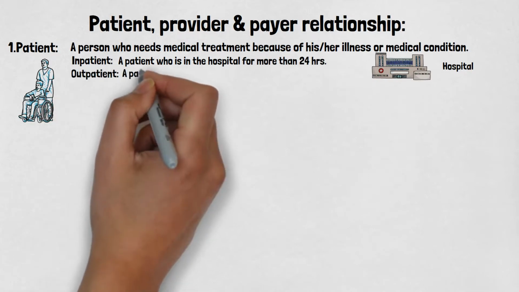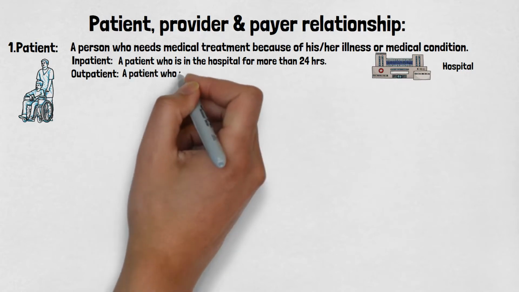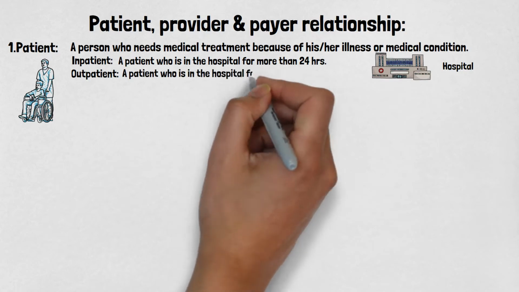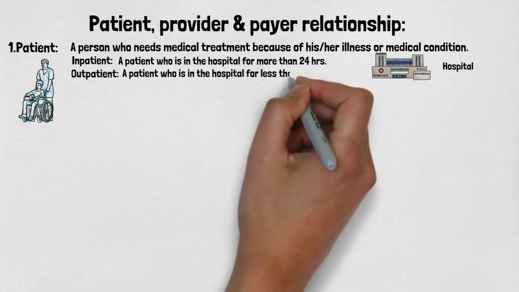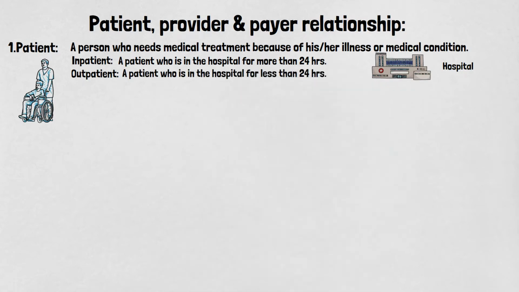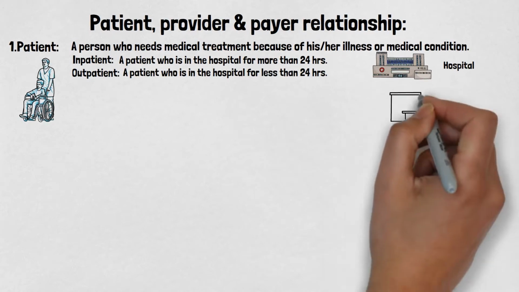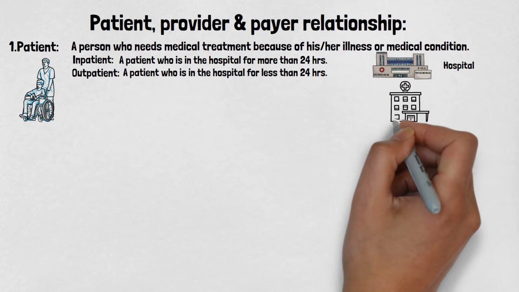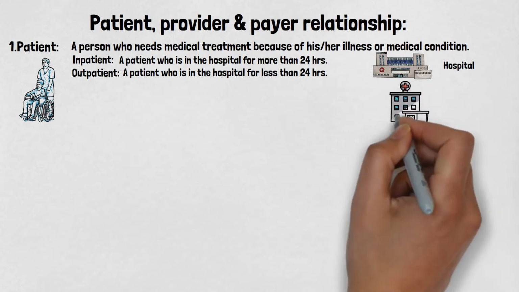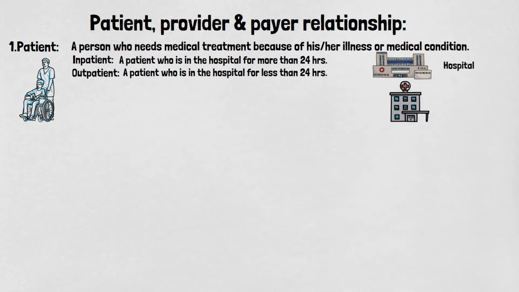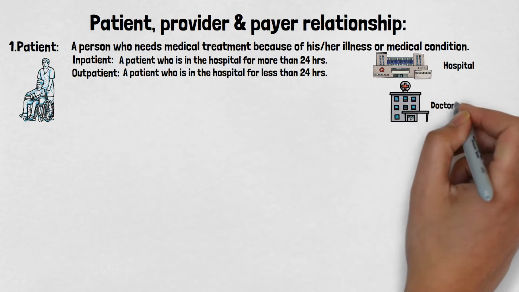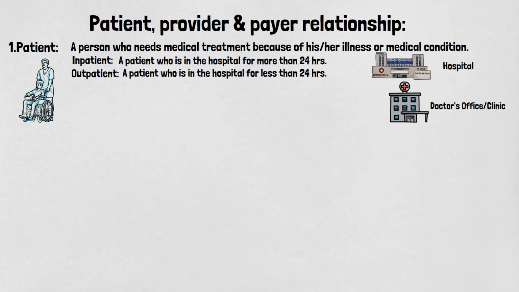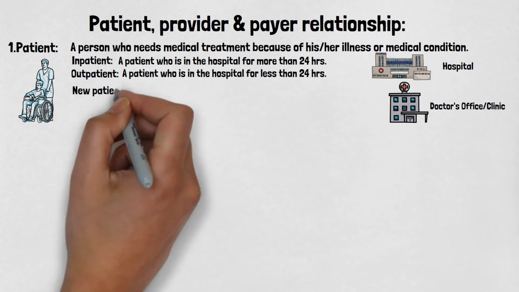In the US healthcare system, a patient who is visiting the doctor's office for the very first time or after 3 years or 36 months is termed as a new patient. In a similar way, a patient who is visiting the doctor's office within the period of 3 years or 36 months is termed as an established patient.